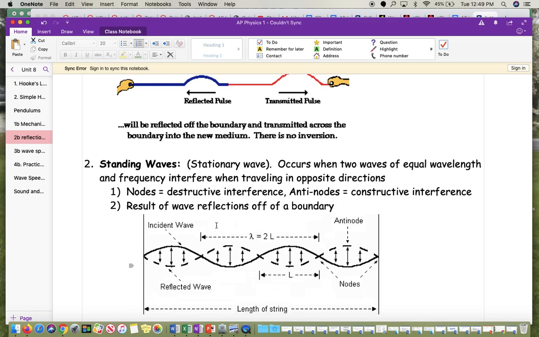Now, if the conditions are met for a standing wave to form, you will end up with a wave pattern that appears to stand in place. So hence the term standing wave or stationary wave. If the waves are of equal wavelength and frequency that are incident and reflected, then you will get a standing wave or stationary wave pattern to form. Okay, and I'll show you what this looks like here in a little bit.